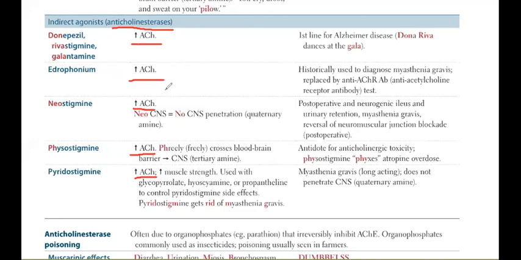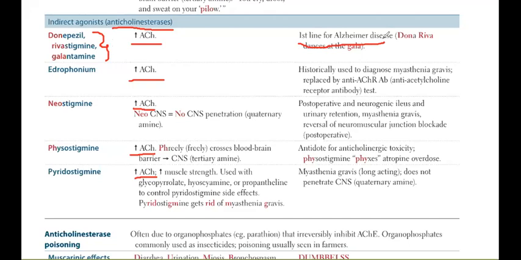Okay, so let's see their names. We have donepezil, rivastigmine, galantamine. Now the importance of these three drugs is just one. You have to remember that this is used as the first line of Alzheimer's disease. Okay, it is used as the first line of Alzheimer's disease. What happens in Alzheimer's disease? The patient undergoes short-term memory loss. Okay, it is a problem in the hippocampus.